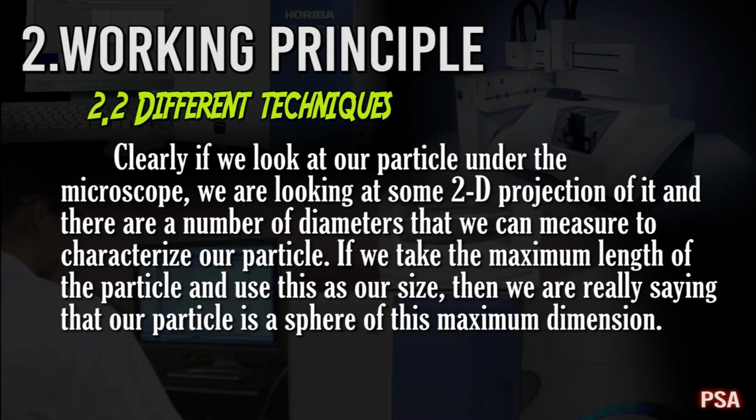Different techniques. Clearly, if we look at our particle under the microscope, we are looking at some 2D projections of it, and there are a number of diameters that we can measure to characterize our particle. If we take the maximum length of the particle and use this as our size, then we are really saying that our particle is a sphere of this maximum dimension.